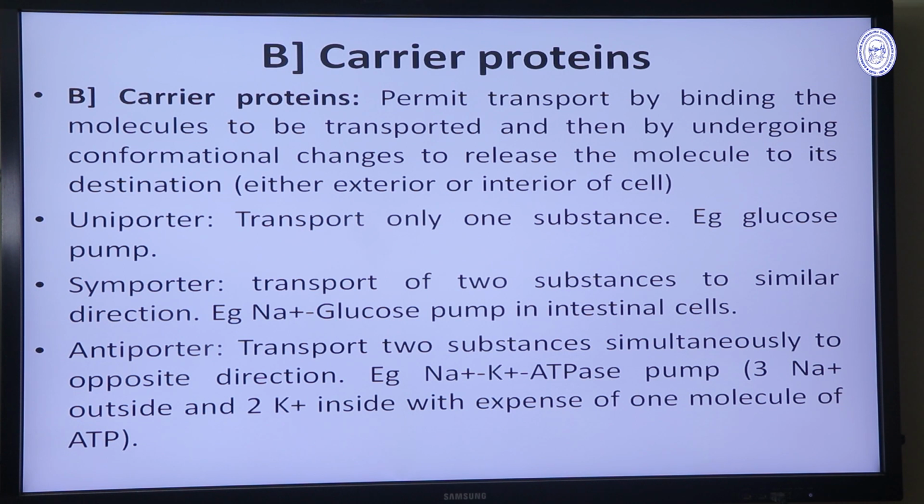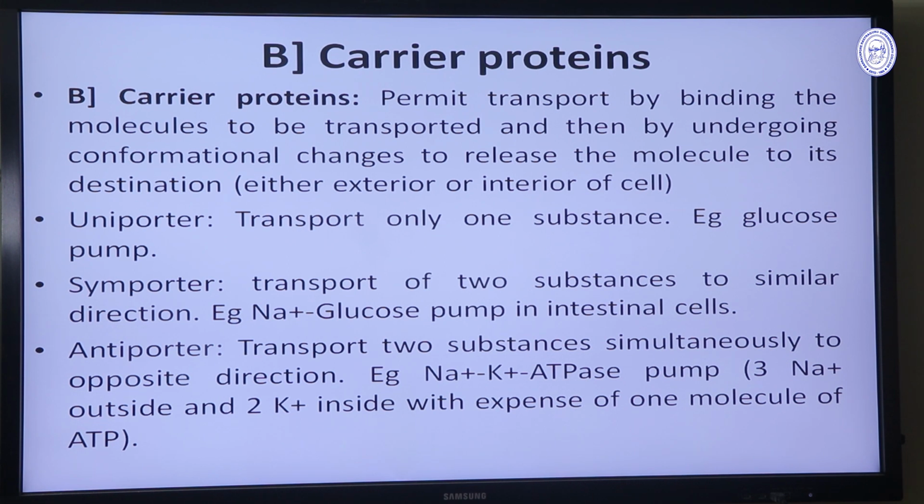The second type of protein that helps in transport are the carrier proteins. Carrier proteins permit transport by binding to the molecule to be transported, and then by undergoing a structural change, that is called conformational change, to release the molecule to its destination. It can be of three types.